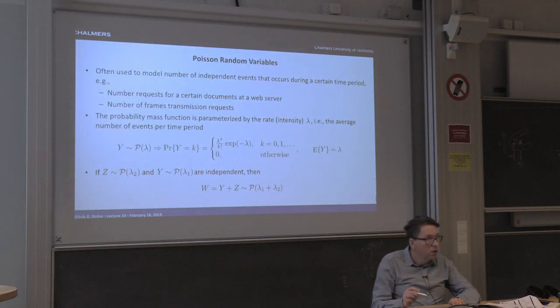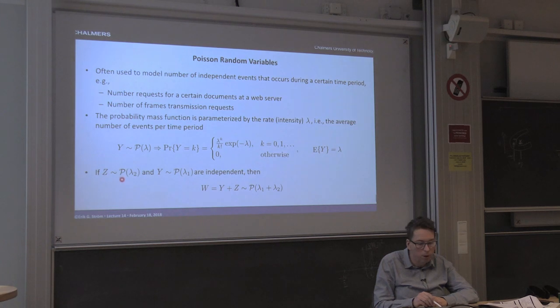So why is this important? Okay, so one property too before we go further here. If Z is a Poisson random variable with some intensity lambda 2, and Y is some other Poisson random variable with intensity lambda 1, then W, which is the sum of Y plus Z, is also a Poisson. Okay? And the intensity of that is lambda 1 plus lambda 2.